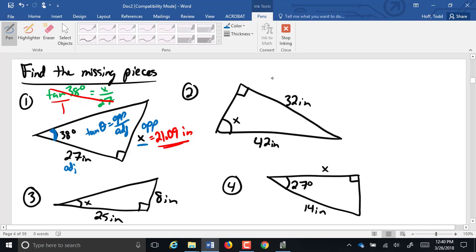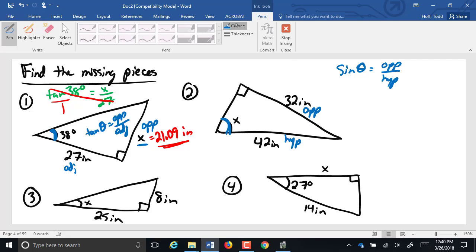Now, in number 2 here, do we know an angle? No. Are we looking for an angle? Yes. So this is the angle we're looking for. According to that angle, the 32 is which side? Opposite. 42? Hypotenuse. The 42 would be the hypotenuse regardless of the angle we're looking at. So anyway, opposite and hypotenuse make sine. So sine of an angle is opposite over hypotenuse.